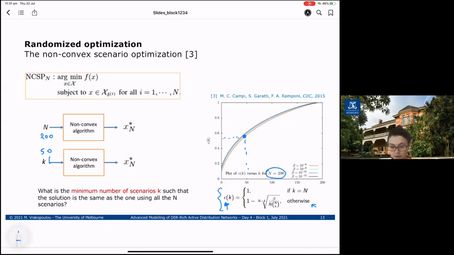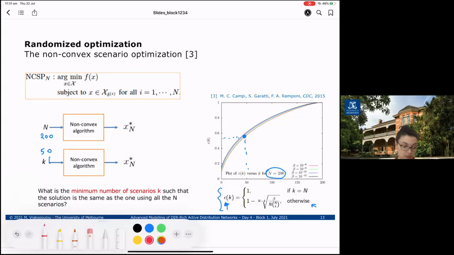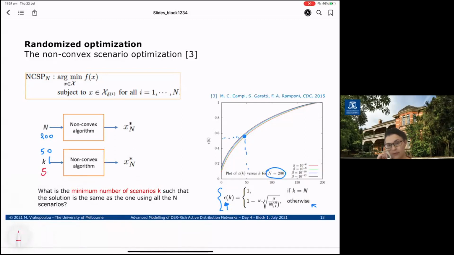If you end up, for example, reducing even the number of scenarios that you can take into account, for example, to 5, and you say, okay, with only 5 I can again achieve the same solution, then you can see over here that the probability of violation, for the specific setup here, is a lot lower.